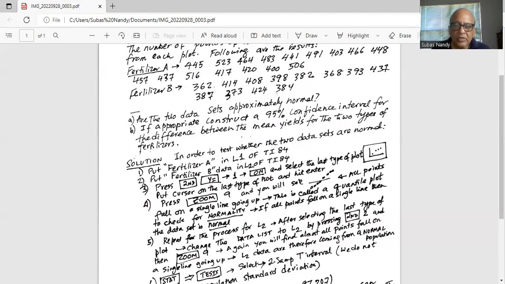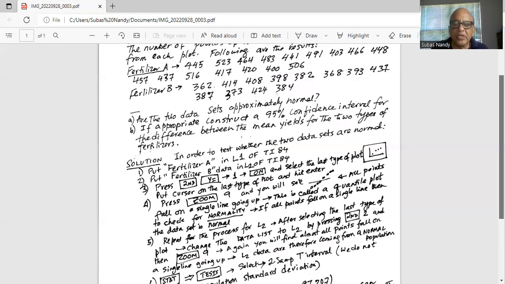Repeat the process for L2. After selecting the last type of plot, change the data list to L2 by pressing second and then 2, and then zoom 9. Again, you will find almost all the points fall on a single line going up the hill. Therefore, the data in L2 come from a normal population. Since, by the quantile plots, all the points fall almost on a single line going up the hill, the data for fertilizer A and fertilizer B come from normal populations.